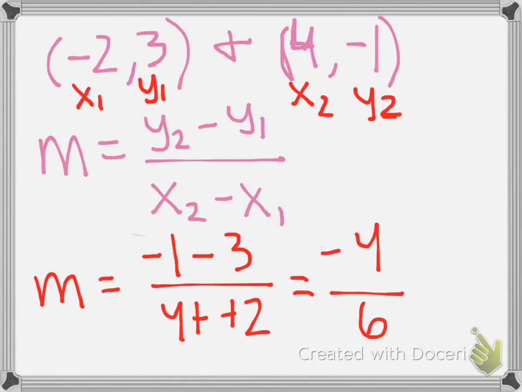So we aren't quite finished because this needs to be simplified. So we can take a 2 out of the top and the bottom, and we end up with -2 over 3.